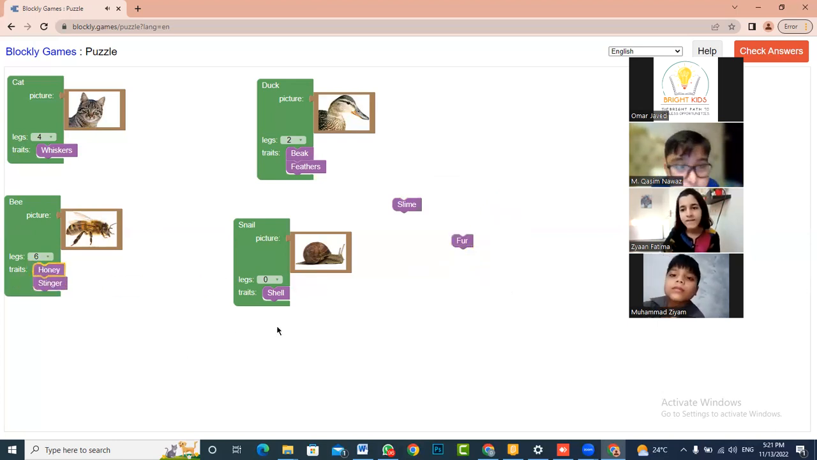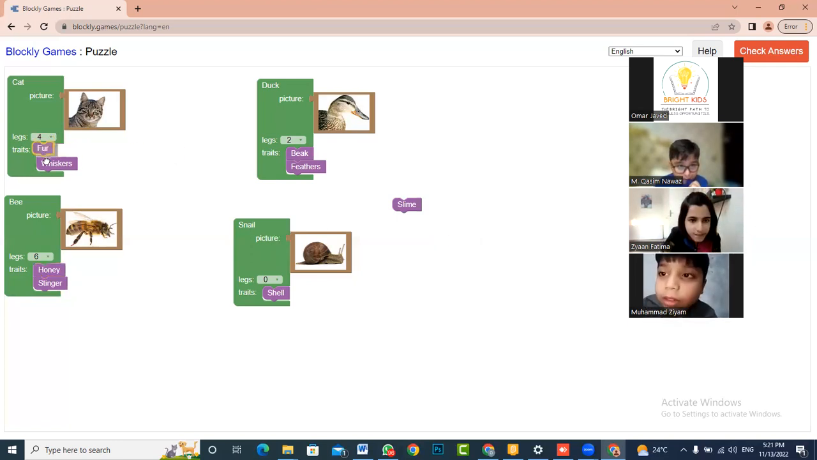Okay. Now the last 2 traits are left. So who do you think has slime and who do you think has whiskers? Yes, Zayan. Whiskers. Who will the cat have? The cat has whiskers and the snail has slime. Slime is basically that their body is very oily. It has a liquid on their bodies so they are very slippery. That is why we say that snails have slime. You can't hold them for very long. They slip out of your hands also.